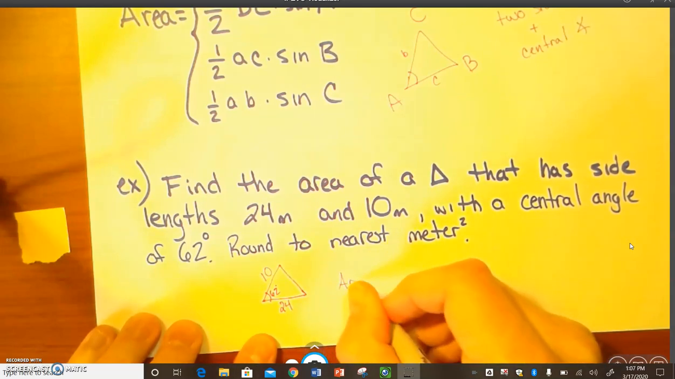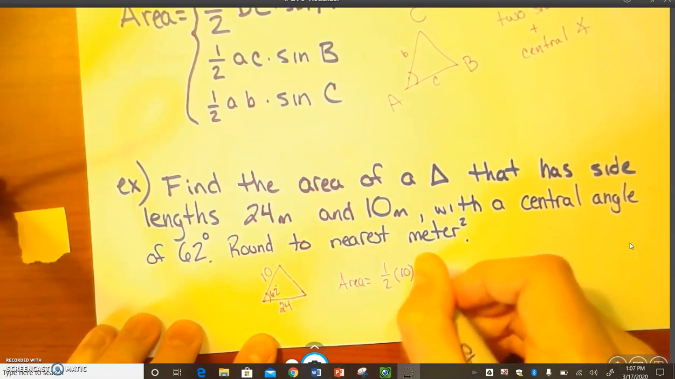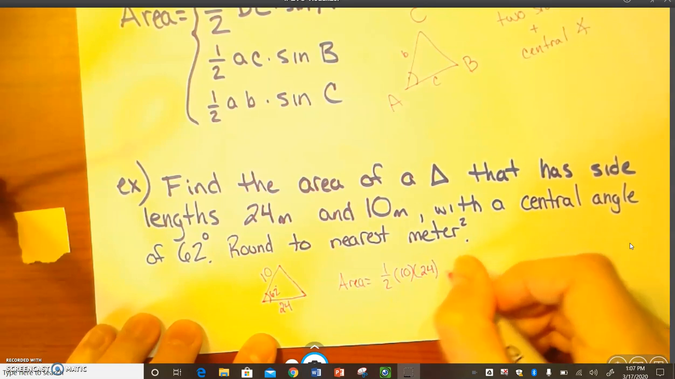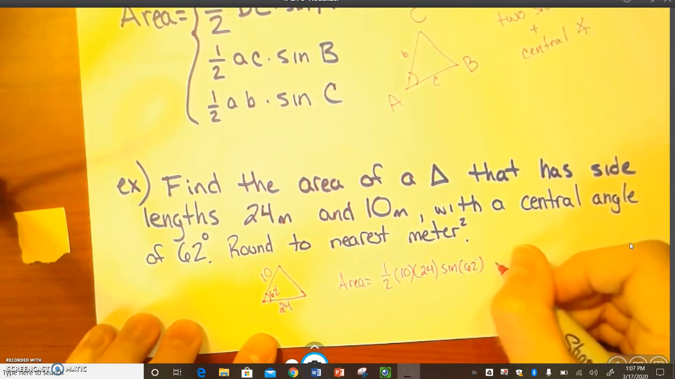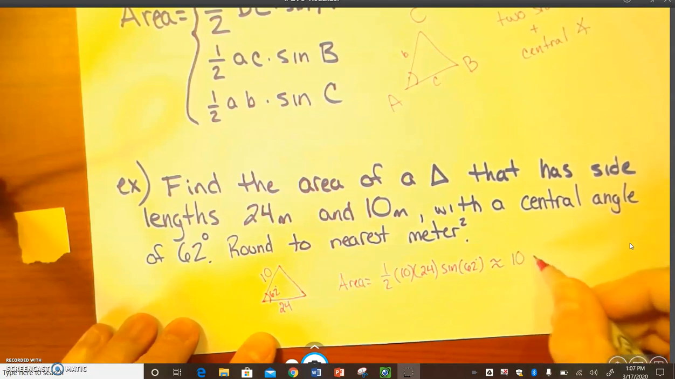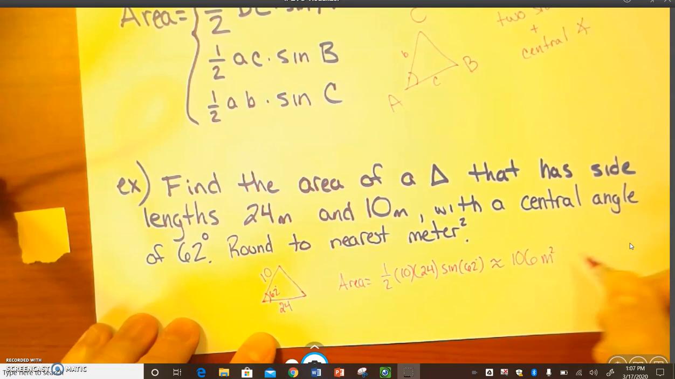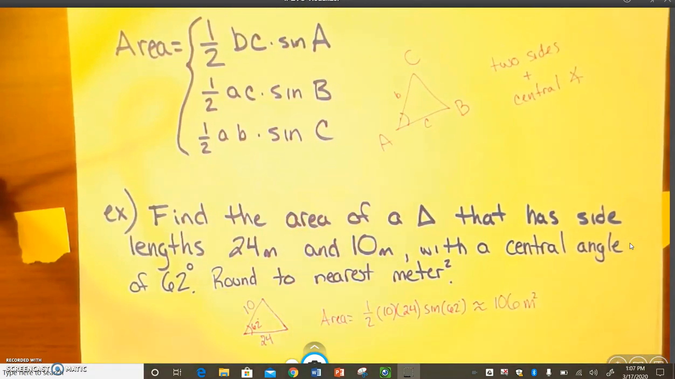Then area is 1/2 times 10 times 24 times sine 62 degrees. I put this on my calculator before. I'm going to round it a little bit to about 106 square meters, or meters squared. Okay? That's it. That's the only example today.